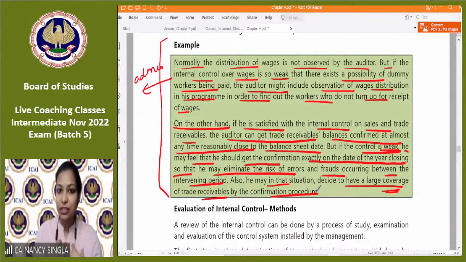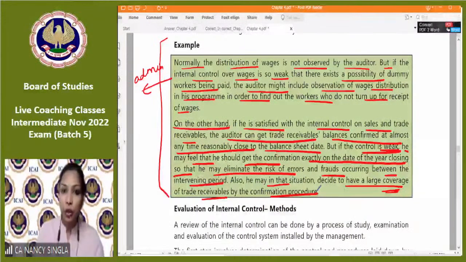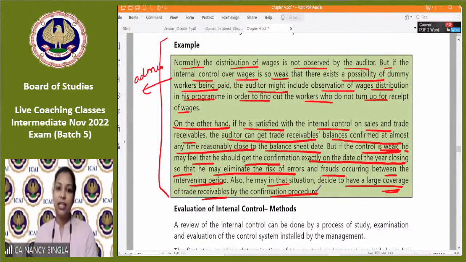If in my professional judgment the internal controls are effective, I may check the internal controls, and if I'm satisfied, I'll select the wages paid on sample basis and do the checking on sampling basis. On the other hand, if obviously the internal controls are not effective, then I'll not rely on internal control with respect to wages and I'll do a detailed checking.